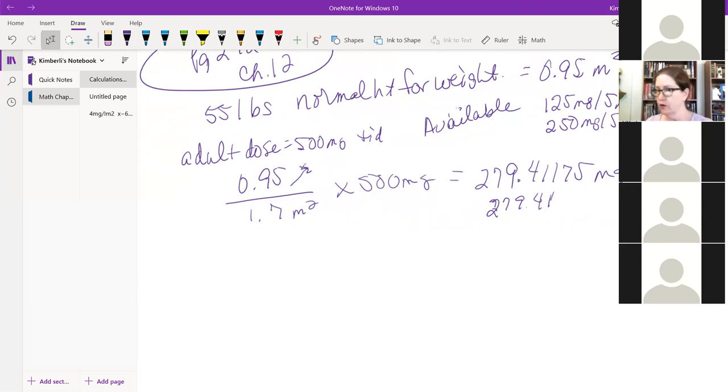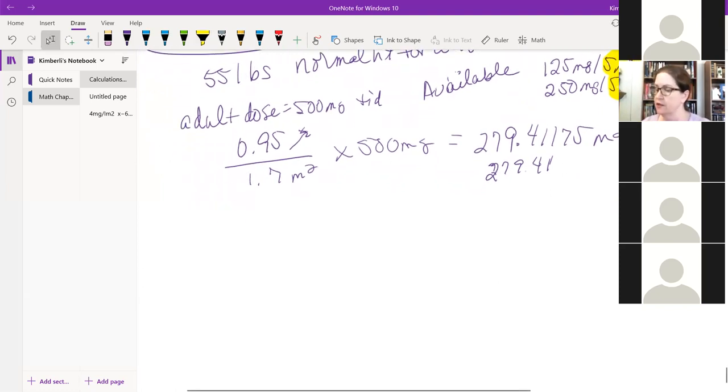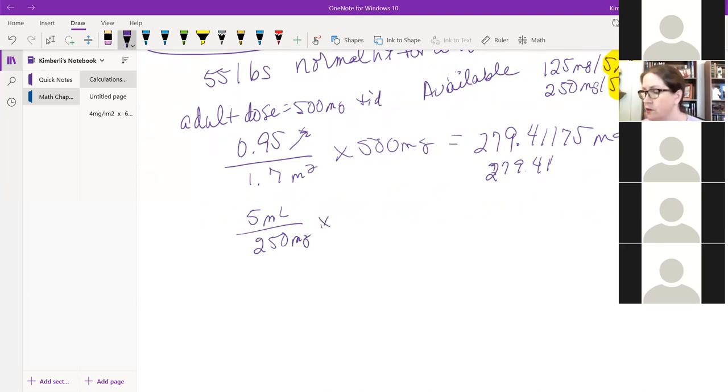Now you can use the 125 per five, but then you're going to have to give them more than 10 mL, right? Yes. Because there's your 5 mL and here's your 5 mL. A teaspoon is easy for kids to take. Depending on how big the child is, you could have them trying to drink a lot of medication that they don't necessarily like the taste of. So let's go ahead and go with the 250 per five. So 5 mL gives us 250 milligrams, and we want to give the patient 279.41 milligrams.